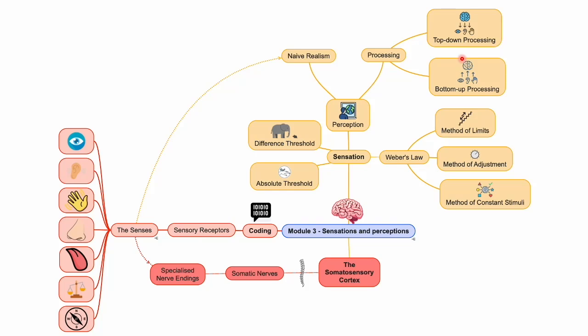The absolute threshold is the smallest amount of sensory input an individual can detect. The difference threshold is the smallest amount of difference between 2 stimuli that an individual can detect. Weber's law states that an individual's difference threshold depends on the type of sensory input and the individual's sensitivity.